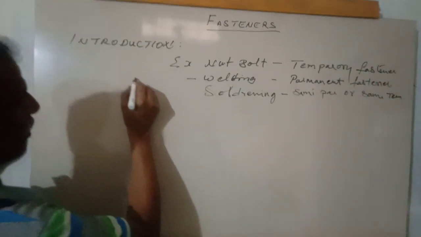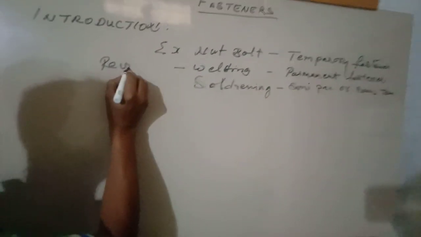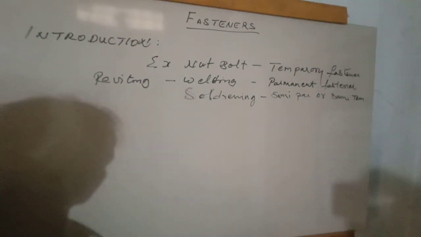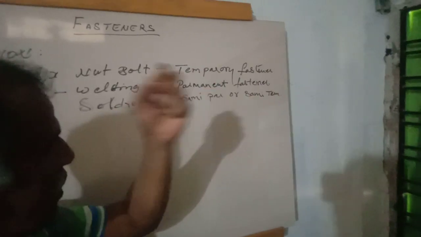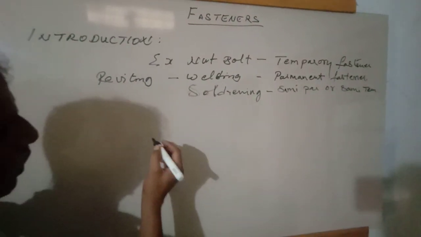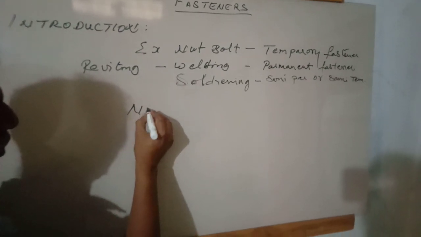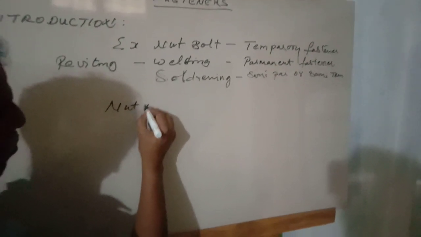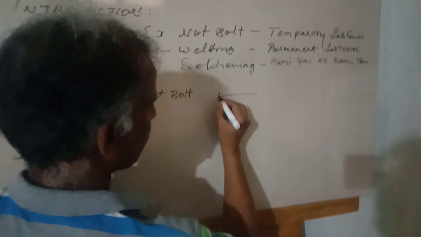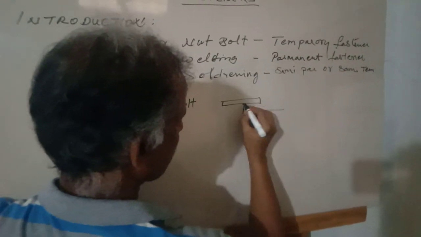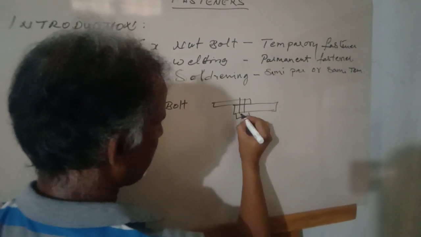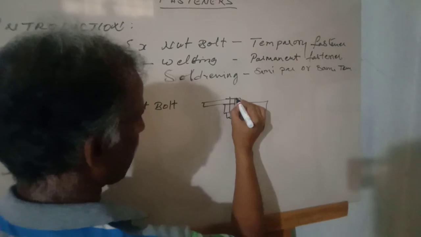The riveting also is a permanent fastener. Example, nut and bolt. With this, we can join two parts together with the nut and bolt.